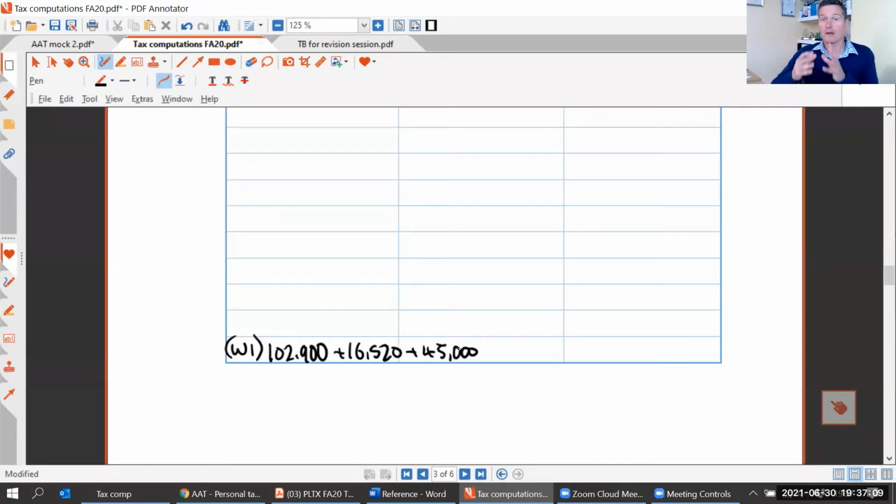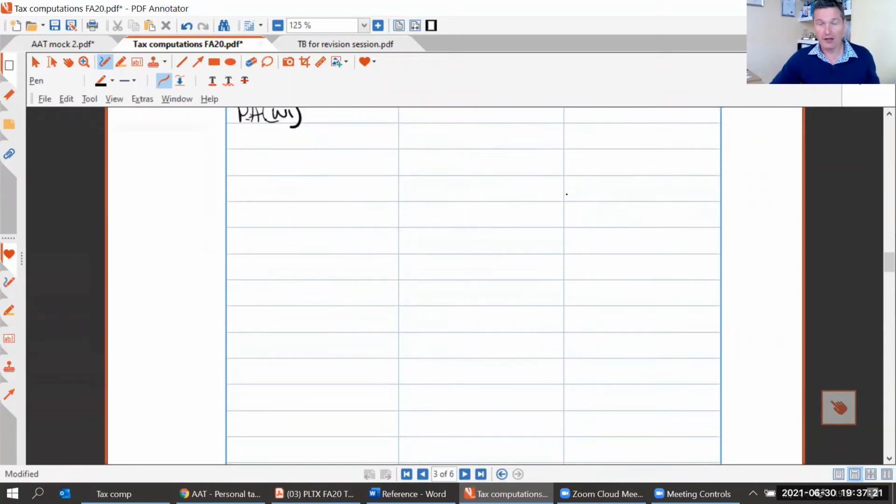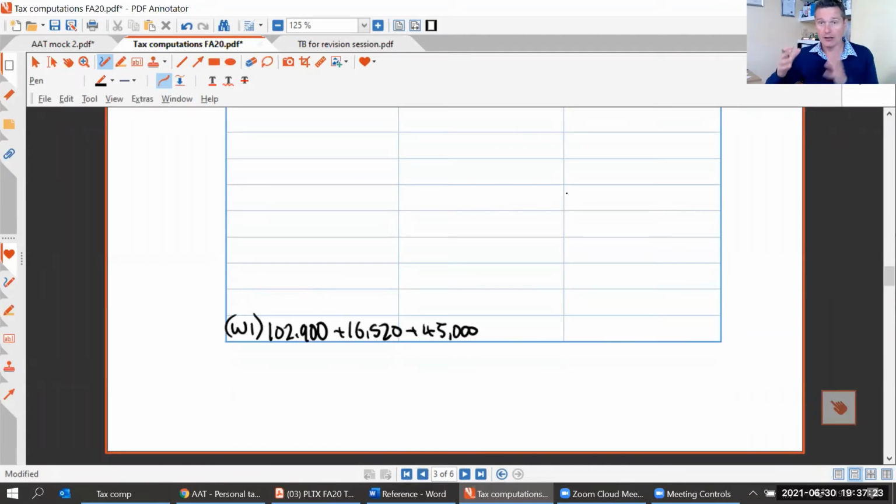£45,000. But then the other thing we need to take into account is his private pension scheme. So this also comes into the adjusted income calculation. But remember, he paid £4,000, but that is what he paid. We will take off the gross amount from the adjusted income, because remember, we've taken off the gross amount of the occupational pension. So to make it fair, so that it doesn't make any difference whether you're better off with occupational or private, we will do the same.